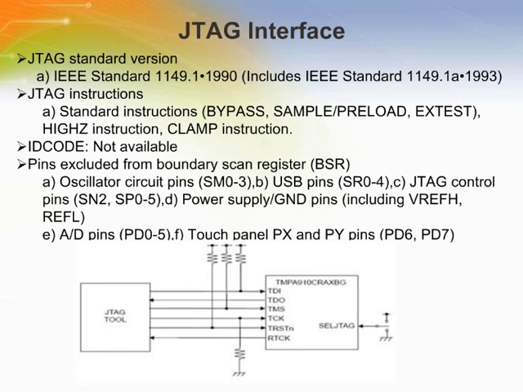This slide describes the JTAG interface with the descriptions of boundary scan and the pins and signals used by the interface. The TMPA910CRAXBG provides a boundary scan interface that is compatible with Joint Test Action Group JTAG specifications and uses the industry standard JTAG protocol, IEEE standard 1149.1, made in 1990, and also includes IEEE standard 1149.1a, made in 1993.